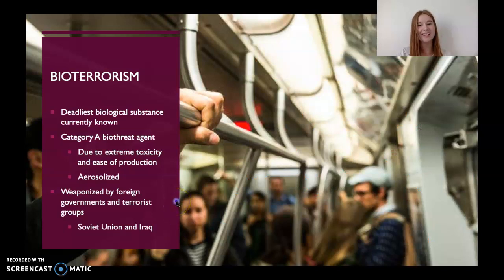Another usage is for bioterrorism. Since botulinum neurotoxin is the deadliest biological substance currently known to man, both national governments and terrorist groups have stockpiled botulism toxins for their own purposes. The CDC has classified it as a Category A biothreat agent due to its extreme toxicity and ease of production. Studies have shown it could be aerosolized and weaponized efficiently. The Soviet Union and Iraq are examples of governments that have tried to weaponize them in the past.